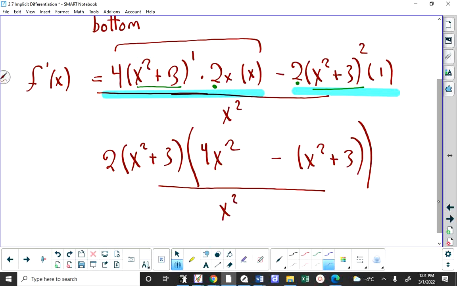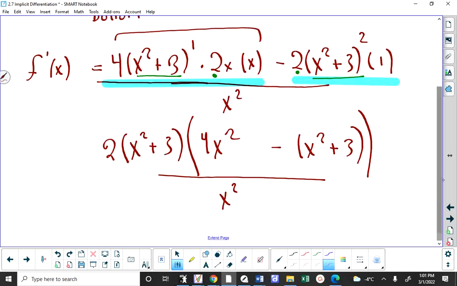I just want to double check that, and I often double check factoring by multiplying it in to make sure I get what I started off with. When I take the 2 times the x squared plus 3 times the 4x squared, I get 4 times (x squared plus 3), and I get 2 times x squared. It's all there. When I multiply the 2 and the x squared plus 3 by the negative (x squared plus 3) I've claimed is what's left, I'm left with negative 2 times (x squared plus 3) quantity squared. So just to double check, and are you okay with that step?